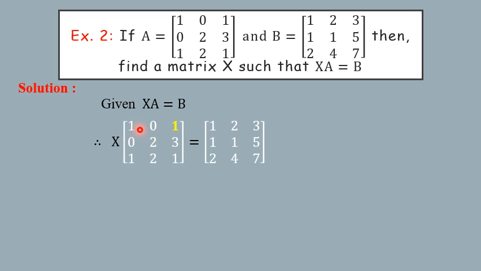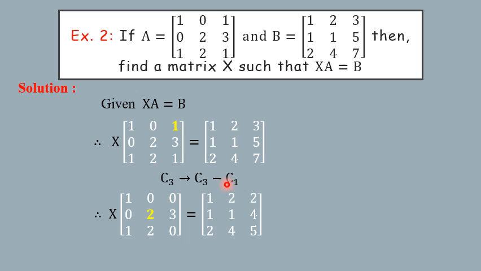Here this element is already 1. So by using the first column, we reduce this element to 0. For that, just subtract the first column from the third column. And to maintain the equality, we have to subtract the first column from the third column on the right hand side too. That means we perform this operation: C3 changes to C3 minus C1.